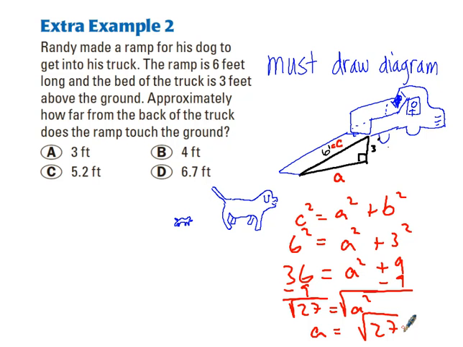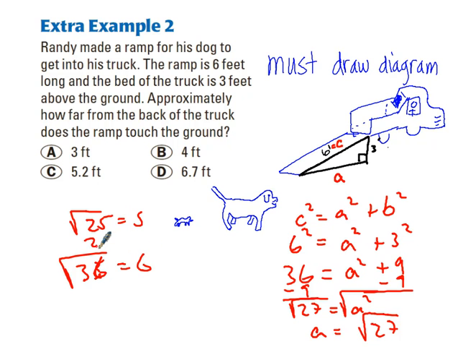So the square root of 27, well, the square root of 25 and the square root of 36, those are nice, easy ones. Perfect squares, easy to calculate. Those are 5 and 6, so 27's in between there. It's going to be closer to 5, isn't it? So I'm going to say it must be about 5.2. So C is our answer.